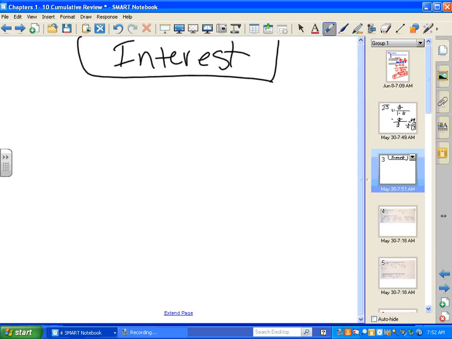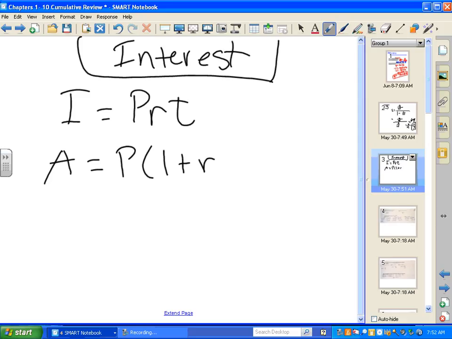There were 3 main ones in chapter 7. So we have interest equals PRT. So interest equals principal times rate times time. Make sure rate is a decimal and time is in years, okay? This is used if they say to you, find the simple interest. So not finding account balance, just find the simple interest. Okay, thank you, Nathan.